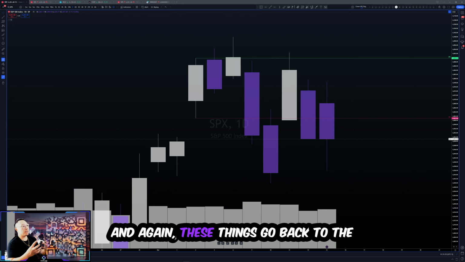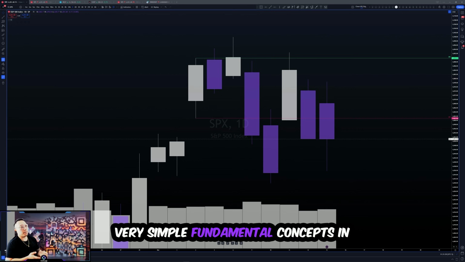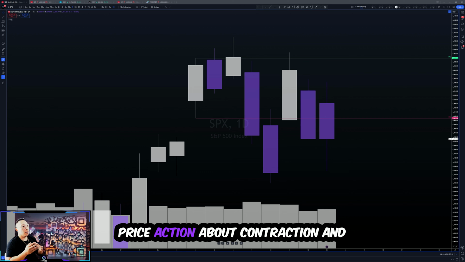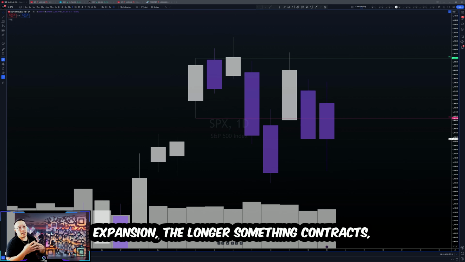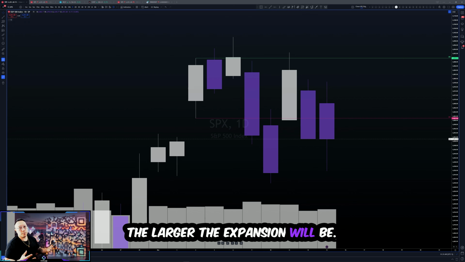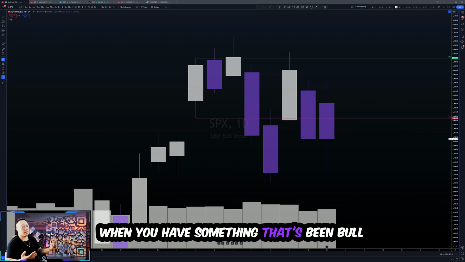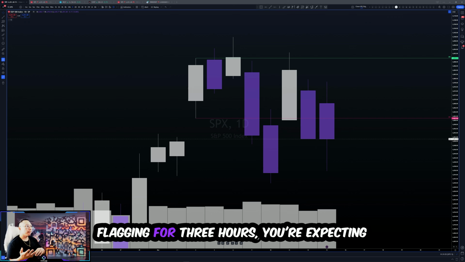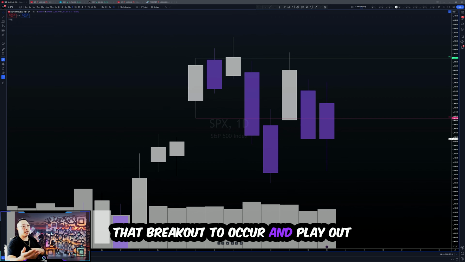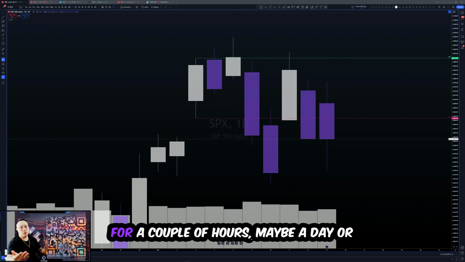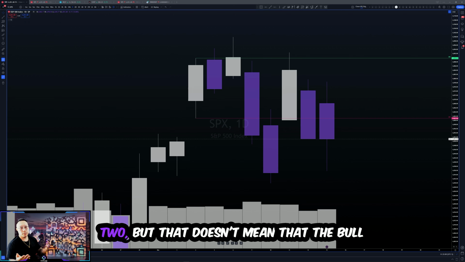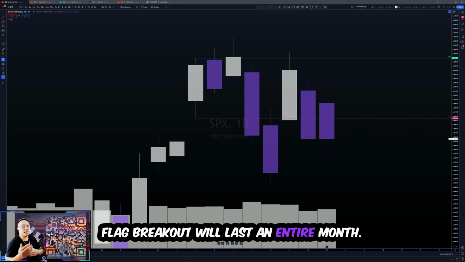And again, these things go back to the very simple fundamental concepts in price action about contraction and expansion. The longer something contracts, the larger the expansion will be. When you have something that's been bull flagging for 3 hours, you're expecting that breakout to occur and play out for a couple of hours, maybe a day or two. But that doesn't mean that the bull flag breakout will last an entire month.